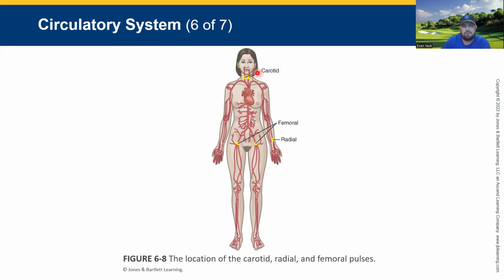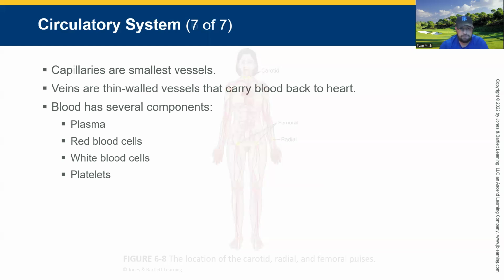Circulatory system. Carotid, right there we talk about. Okay, either side of your throat. You get up in that little notch between your jawbone and your throat, and you can find them. Femoral, okay, that's down there in your groin, and your radial is in your wrist. There are other pulse points, but we're not getting into that today. Capillaries are small vessels. Veins are thin-walled vessels that carry blood back to the heart, the dirty blood.